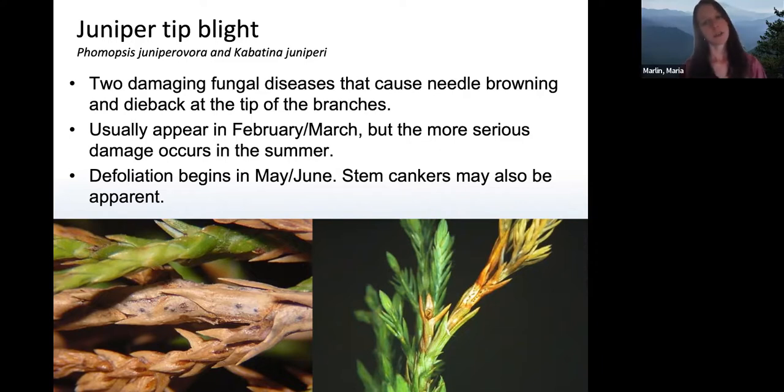It's going to start showing up in February and March, and you might start seeing symptoms then, but it really picks up pace over the summer. So you definitely will start to see damage as the summer progresses. Defoliation will occur in the late spring, early summer. And like I mentioned, you might even be able to see the stem cankers that are causing the tip dieback.